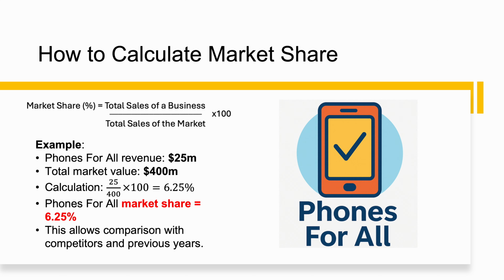Now, how to calculate market share. This is an example of how to calculate market share. You've got this company called Phones for All, and their revenue is $25 million. However, the total market value is $400 million. So you calculate it by doing 25 over 400 and then times it by 100, which gives you 6.25%. So Phones for All market share is 6.25%. This allows a comparison with competitors and previous years.